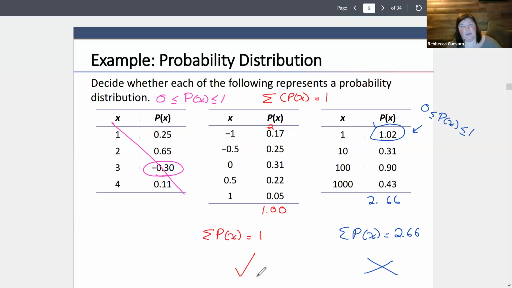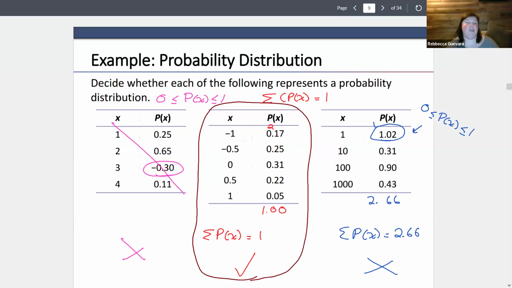So the only thing here that actually represents a probability distribution is the one in the middle, because all my probabilities are between 0 and 1, and the summation of my probabilities equals 1.